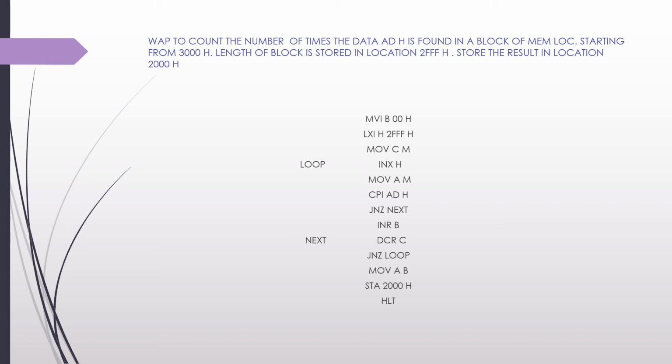If both the data are the same, the zero flag is set, and then you increment B. If not, you go to the next memory location. So before going to the next memory location, you say that you are done with one comparison. That's why we are decrementing C and going back to increment the HL pair. This loop repeats till C becomes 0. Once C becomes 0, we have the B content as the number of times ADH is there, and that data you shift to accumulator, and from accumulator you store it in 2000H and then end the program.